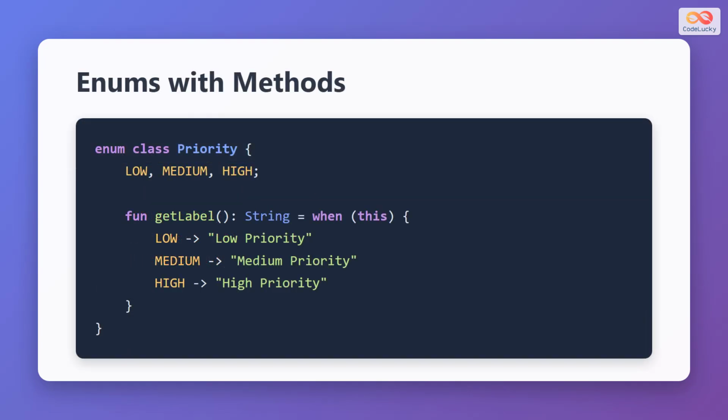Enums can also have methods. When adding methods to an enum, we must place a semicolon after the last constant. In this Priority enum, we have 3 constants: LOW, MEDIUM, and HIGH. We've added a getLabel method that returns a string description for each priority level. The method uses a when expression to return the appropriate label based on the current enum constant.